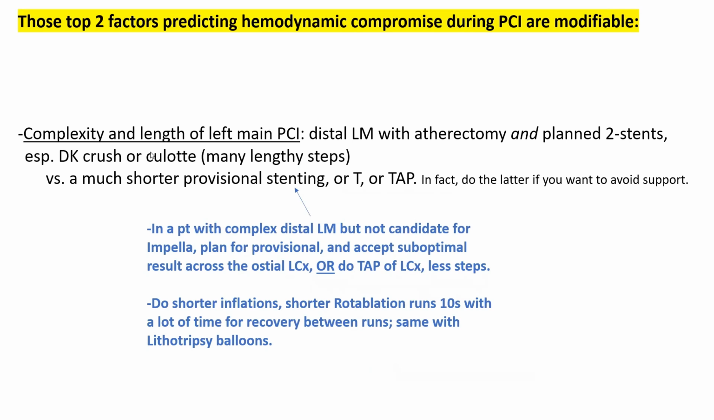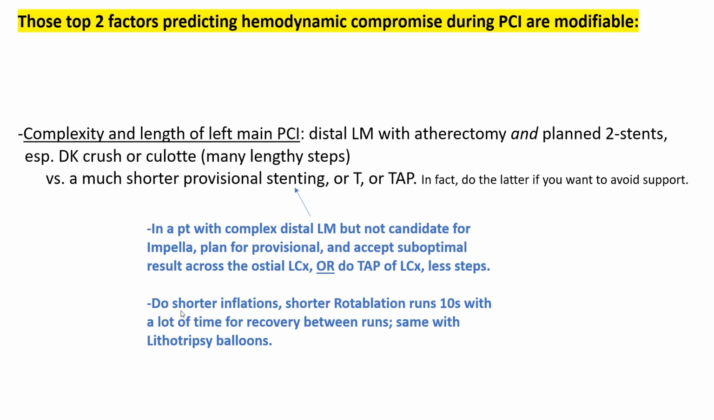Concerning the second big factor, again, as I said, in a patient with complex distal left main, but not candidate for Impella support because of vascular issues or high bleeding risk concern, plan for provisional strategy and accept a suboptimal result across the ostial left circumflex. So plan for 1 stent with provisional 2 stent. Or if you plan on doing a 2 stent strategy, do a TAP strategy, which is simpler than DK crush and Culotte and involves less steps.